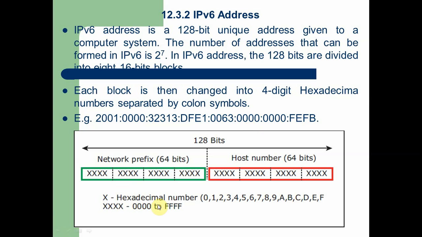Hexadecimal numbers start from 0 to F, which we already studied in 11th standard. In the same way, the 128 bits are equally divided, and the first 64 bits refer to the network prefix, whereas the last 64 bits refer to the host number.